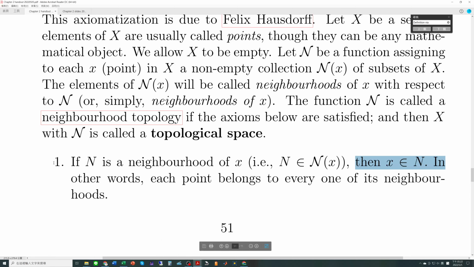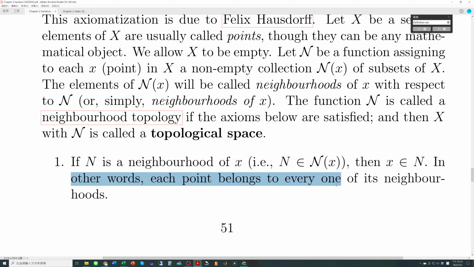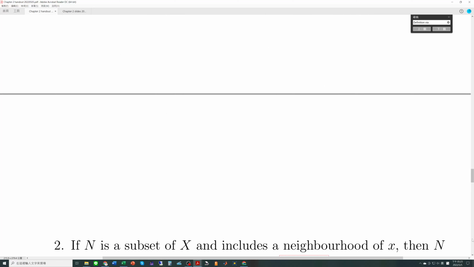The first axiom is: if N is a neighborhood of x, that is, N is in the neighborhood system of x, then x is in N. In other words, each point belongs to every one of its neighborhoods.